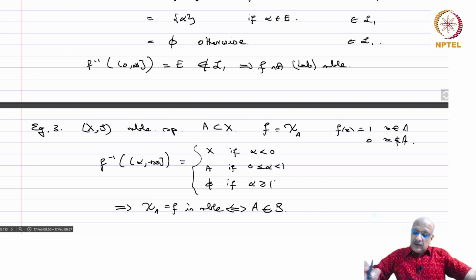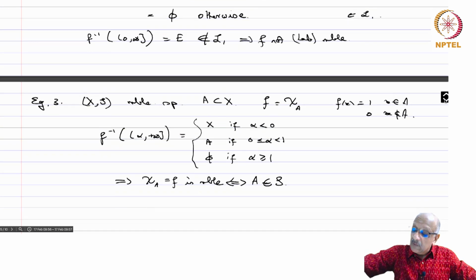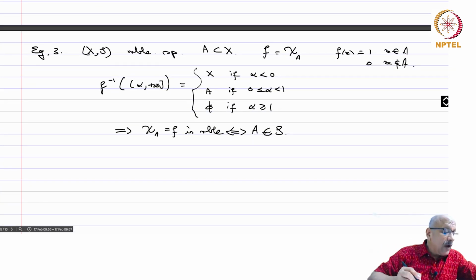So whenever we deal with simple functions, we will deal with simple measurable functions. That means we are talking about characteristic functions of measurable sets. Finally, example 4.